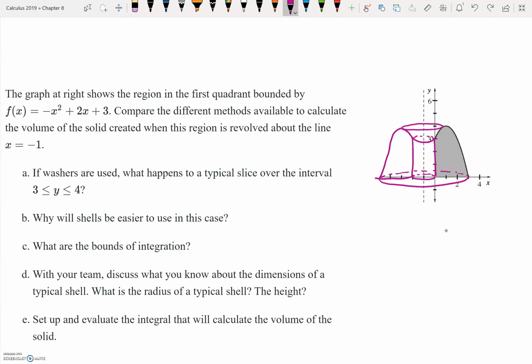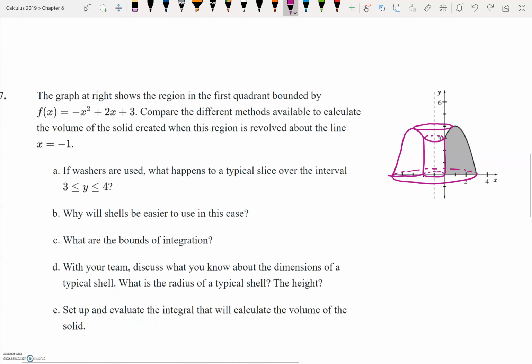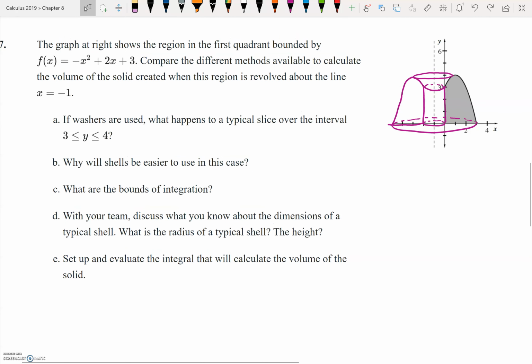So using our shell method, we actually could do it with just one integral. So let's go ahead and write down an integral that represents our situation. Now, this time, I want you to imagine that just like our previous disk and shell methods, if it's not being rotated around the x or the y axis, let's imagine that our graph is shifted over to the right.